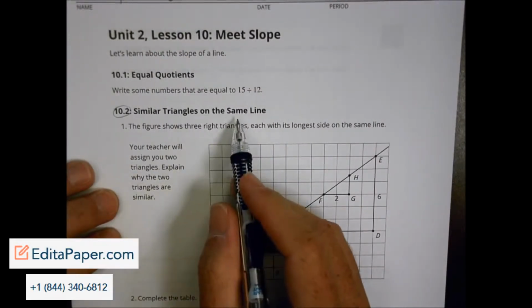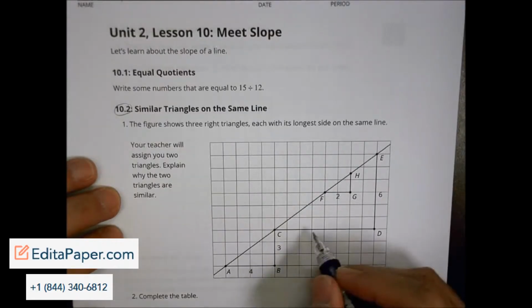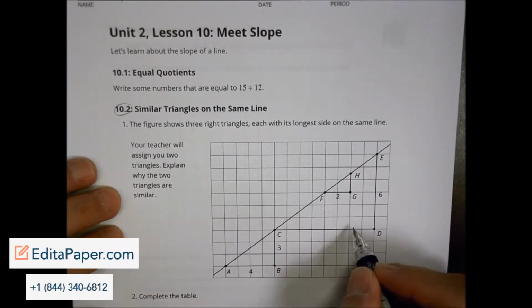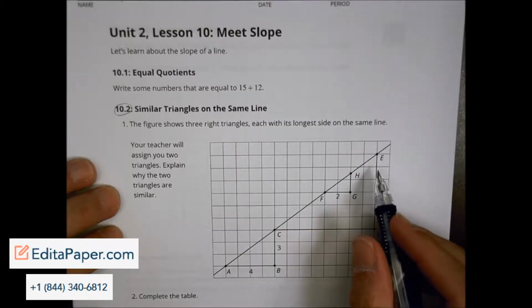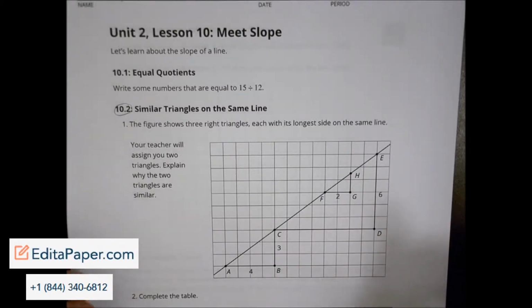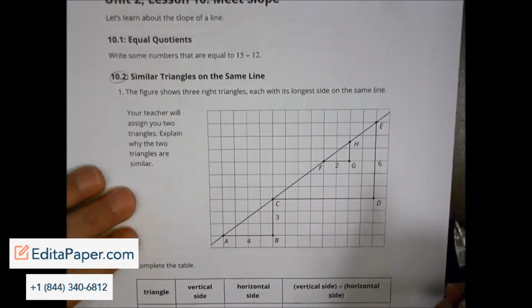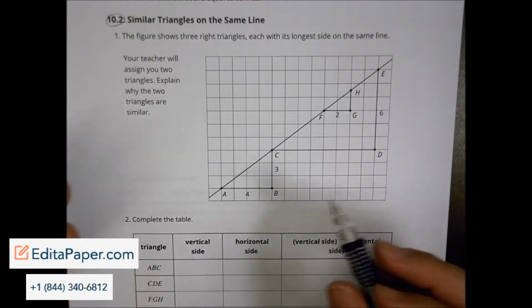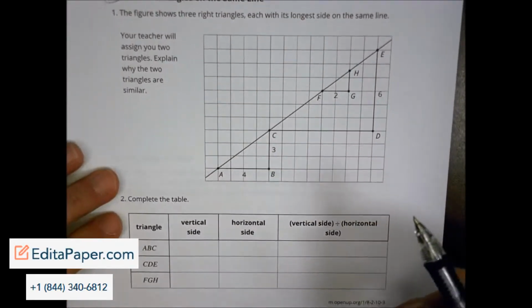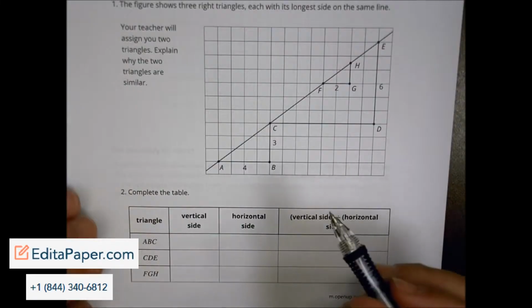So looking at part 2 you worked on first today. It says similar triangles on the same line. The figure shows three right triangles, each with its long side on the same line. You were assigned two triangles by your teacher to look at and talk about how they were similar to one another. Just for the sake of what we're doing here, because I'm going to look at all of them, this is kind of a recap in case you missed a lesson today.